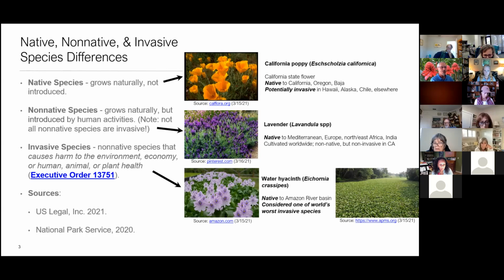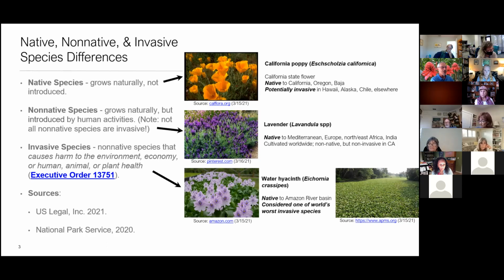It's super productive. It's an aquatic plant that came from the Amazon River basin. It's all over the world, and it causes severe harm, which I'll talk about later.